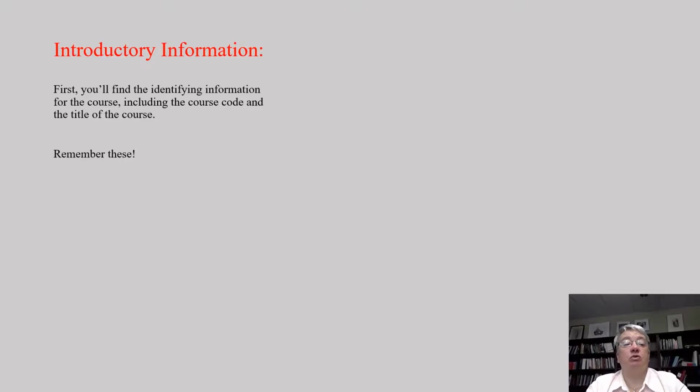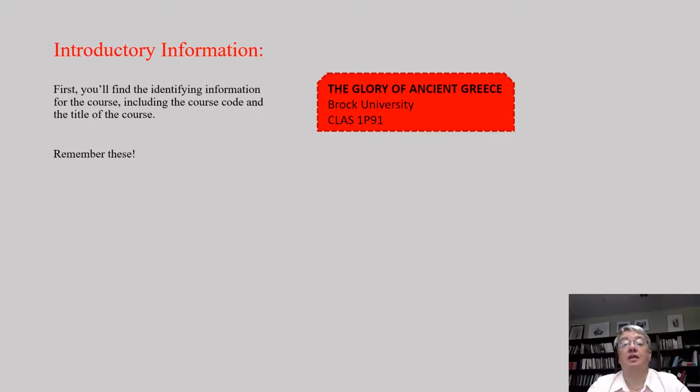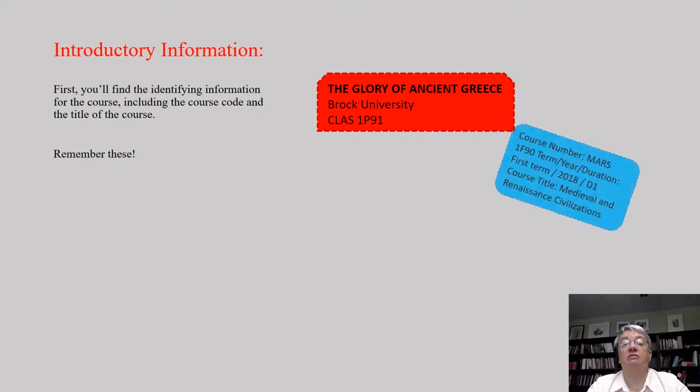Every syllabus will have the introductory information for the course. This is the identifying information, including the course code and the title of the course. You should remember these and label your notebooks or your course materials with them, and use them in the subject line of any emails you send to your instructors or teaching assistants. Here are some examples of the identifying information from some course outlines in the Faculty of Humanities.